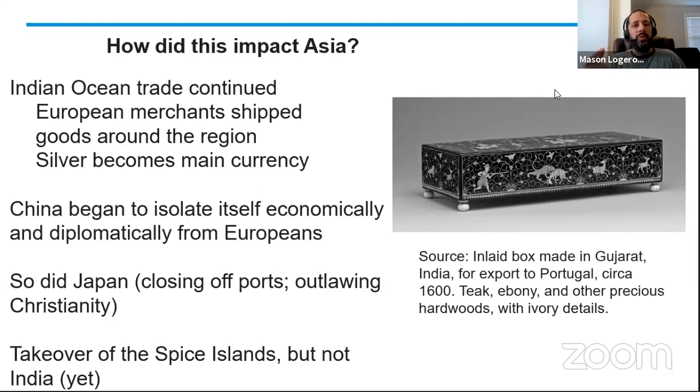We also, though, do start to see China and especially Japan begin closing themselves off to this European influence. Not completely, but for example, in Japan, there was only one port where European merchants were allowed to enter and exit and to sell goods. There were Christian missionaries that went to Japan, but after a while that was outlawed. Christian missionaries were not allowed in Japan.